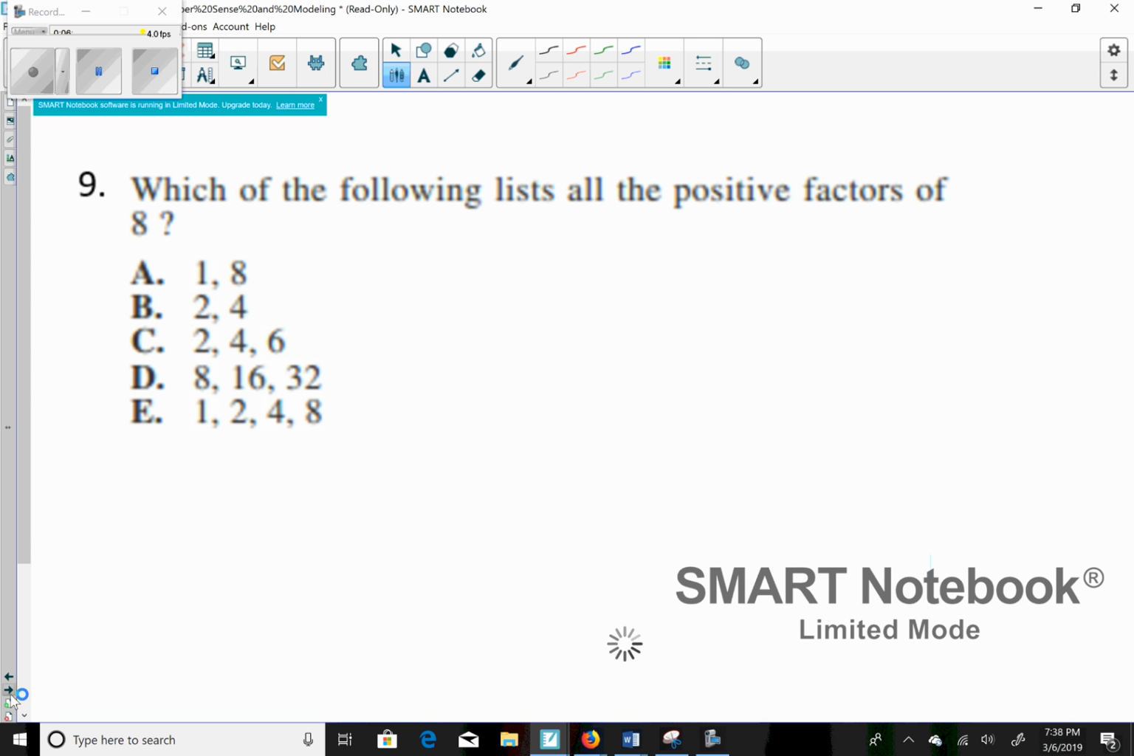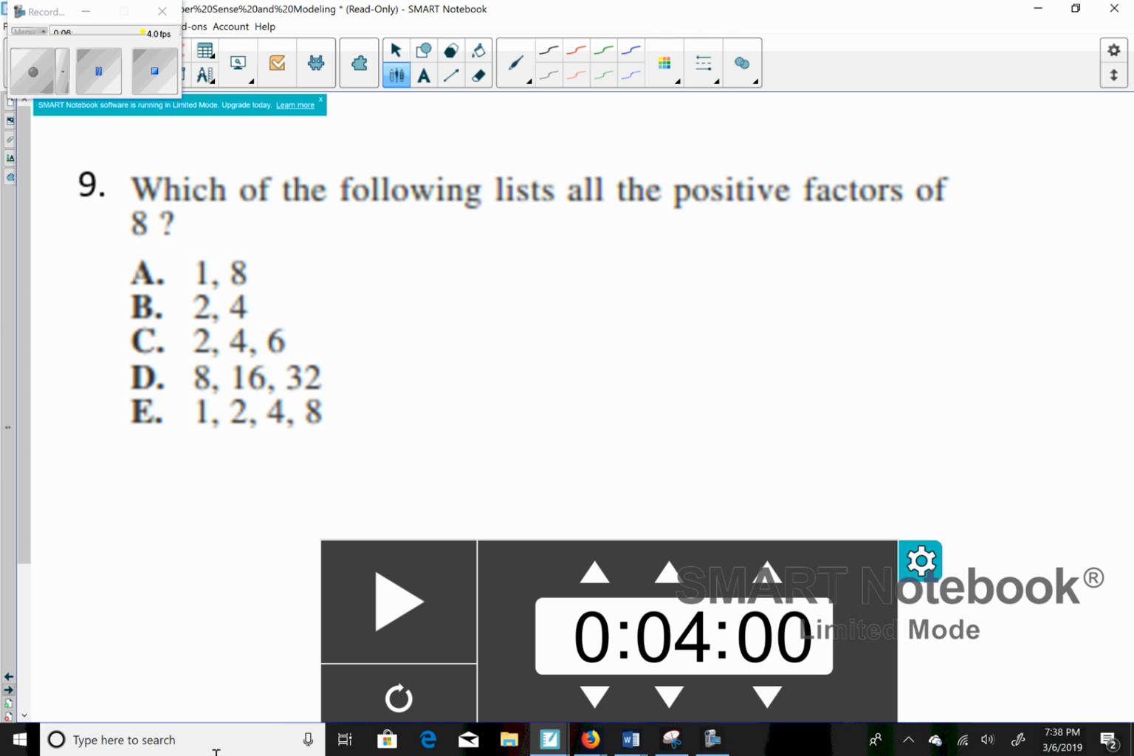Number 9, which of the following lists all the positive factors of 8? So they want me to list, like 1 times 8, 2 times 4, 3 won't go in, I end up back with 4. So all my positive factors of 8 are going to be 1, 2, 4, and 8. So the correct choice for that is the letter E.